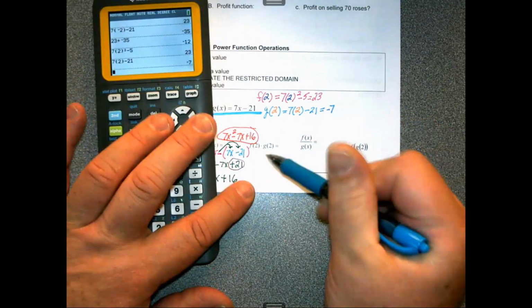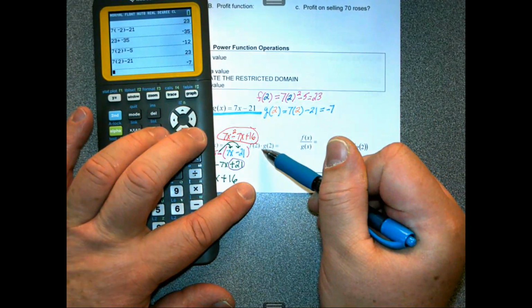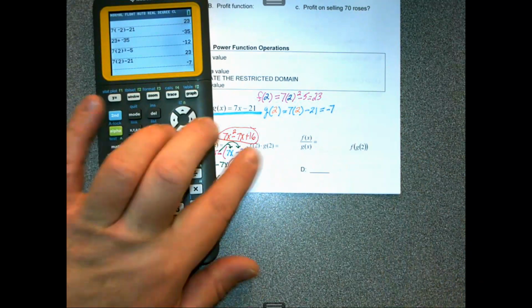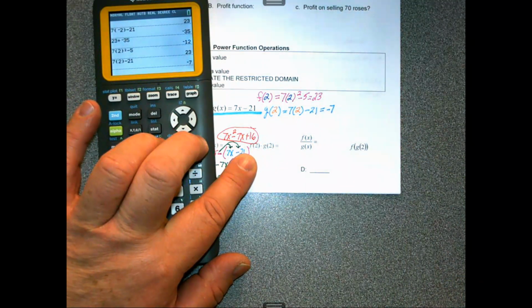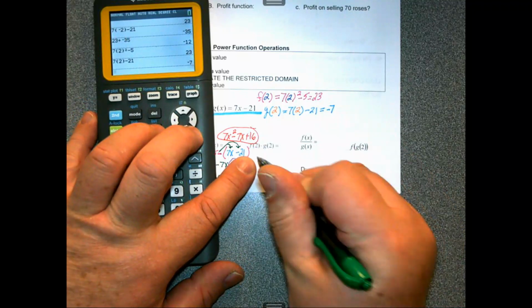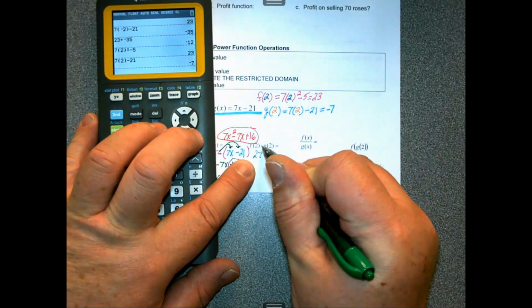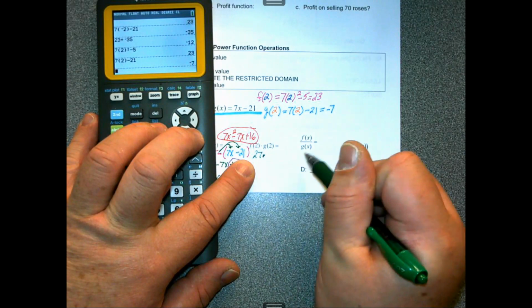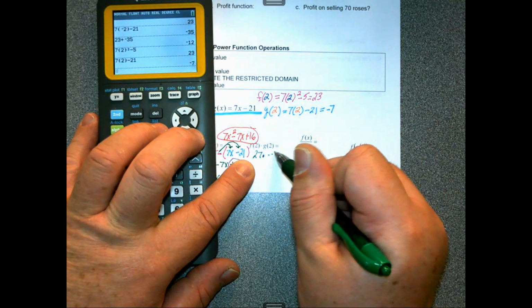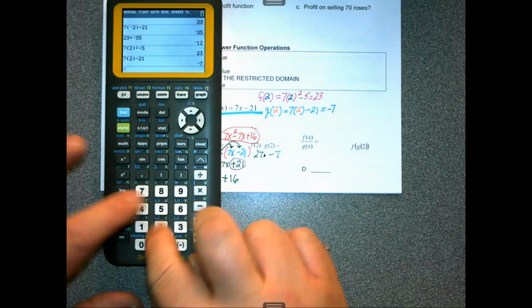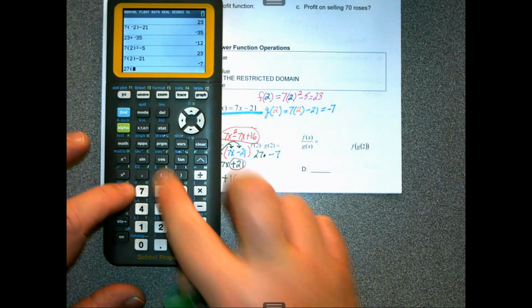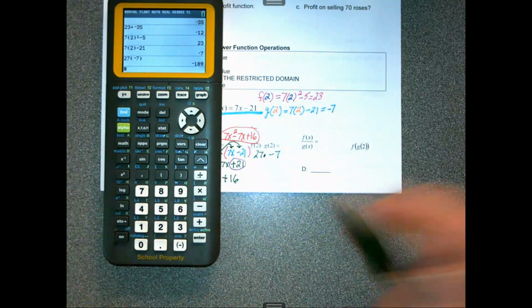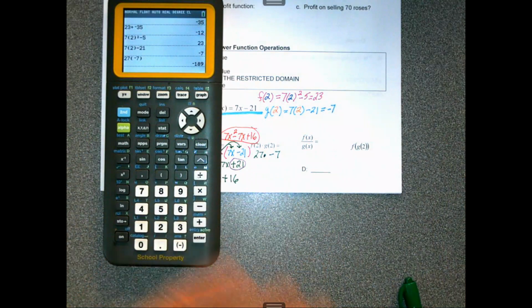Yeah, but be careful. We're multiplying, right? We're taking the last one, yep, we're taking 23. This time we're multiplying. The g of 2 is negative 7. So 23 times negative 7. I get negative 161.